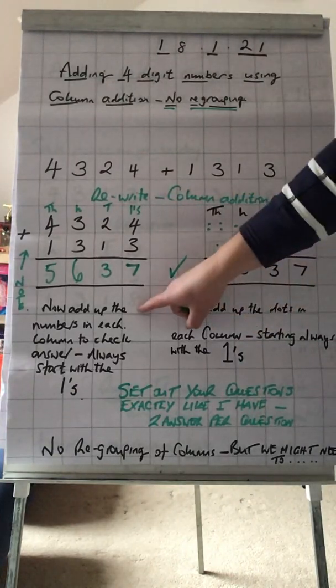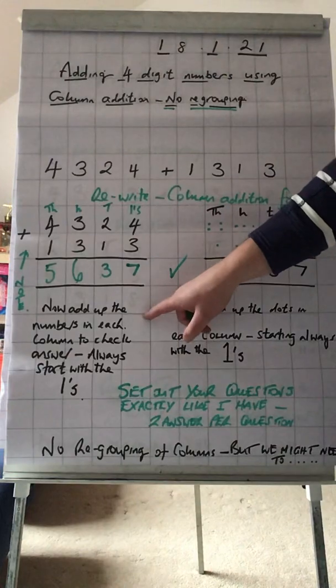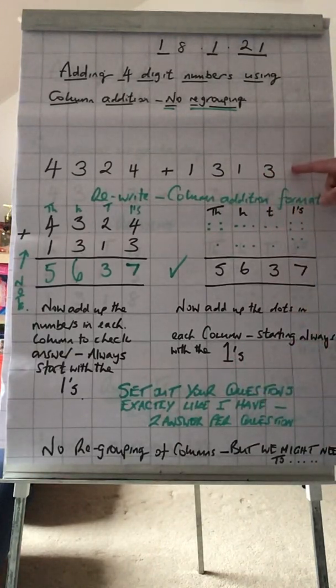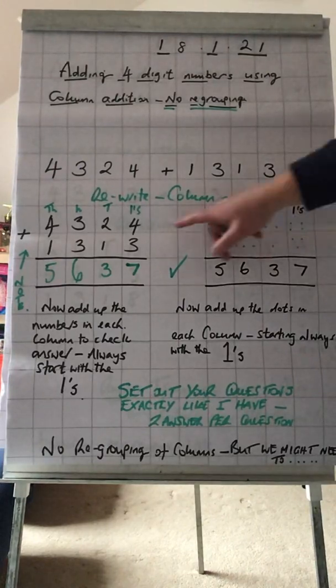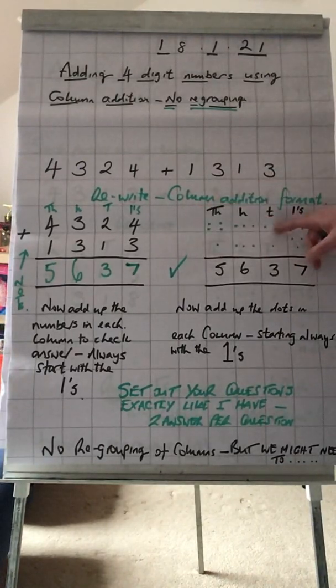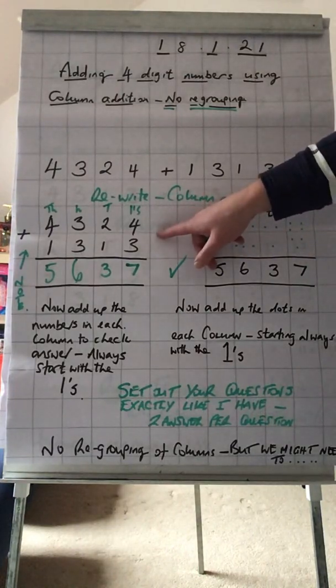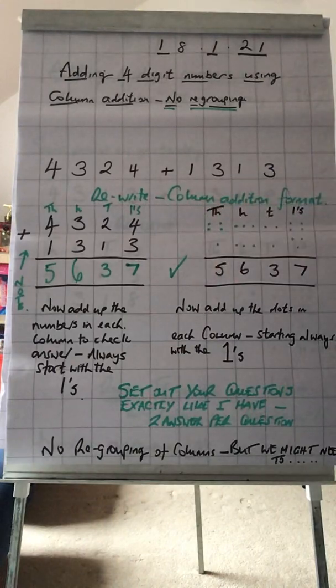As it says, now add up the numbers in each column to check your answer. Always start with the ones. Key: set your questions out and your answers exactly like I've done. That's what you'll get. You rewrite it, you show me visually how you get the answer, and then you show me how we would do a normal column addition sum, and that's what I want to see in your books.